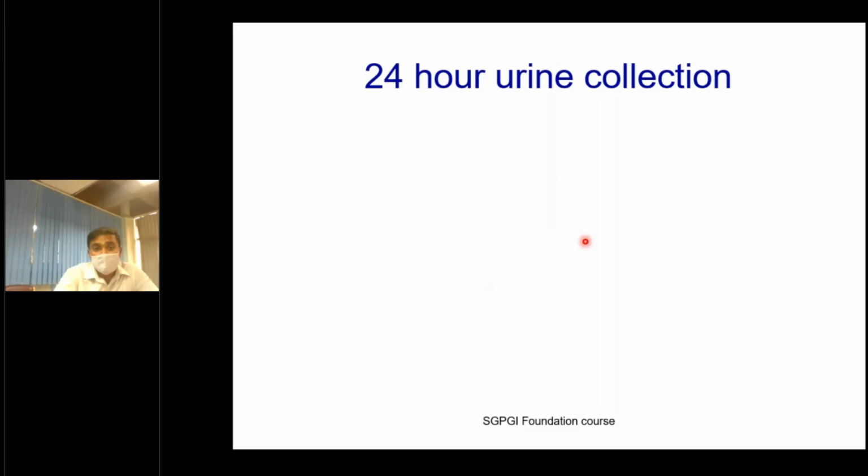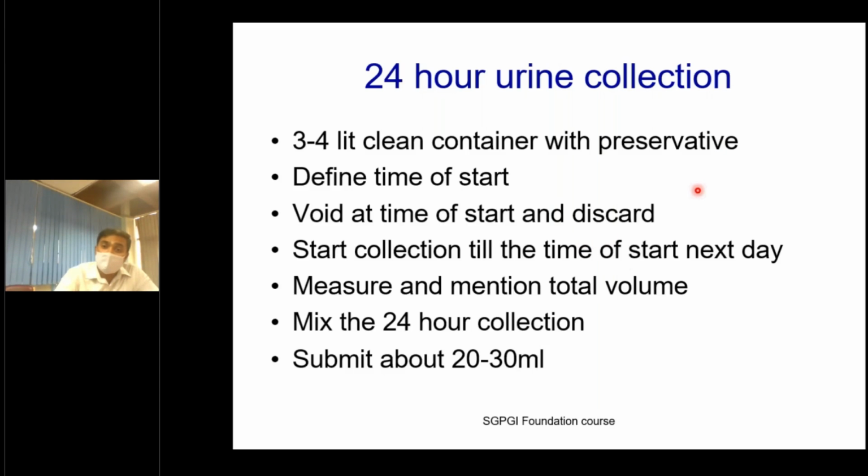For a 24-hour collection, you need to give proper instruction to the patient that from the moment he has voided the last urine, from that moment he has to count the next 24 hours. Before submitting the sample at that particular hour, he has to void and then submit it. He doesn't have to submit the whole urine that he has collected. Just an aliquot of 20 to 30 ml is enough.